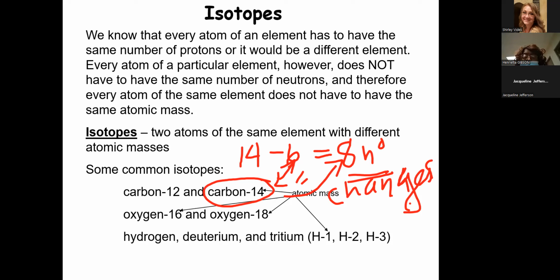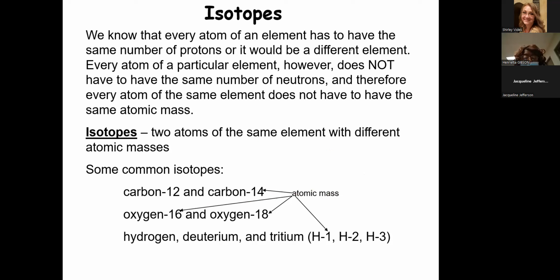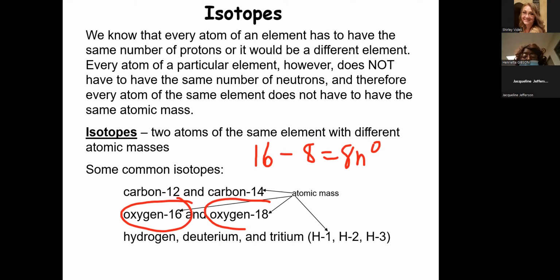Got that? All right, so let's calculate oxygen. Oxygen 16: we know the element number is 8, so that means we have 8 neutrons for oxygen 16. Now let's do oxygen 18. For oxygen 18, we have 8 always, which means we have 10 neutrons. You see that? These two changed, but these two did not.